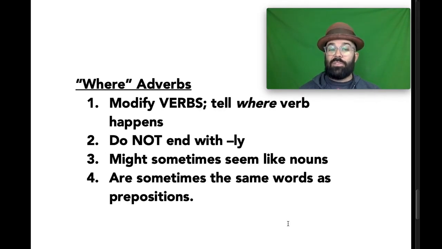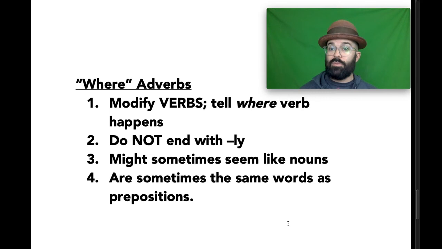Where adverbs modify verbs, and of course tell where the verb happens. These do not end with ly. These also might sometimes seem like nouns, and also, if you'll remember correctly from an earlier lesson about prepositions and adverbs, these words are the ones that are sometimes on the preposition list. Sometimes these words behave as prepositions at the start of a prepositional phrase. Sometimes they're adverbs. It just depends on what comes after the words.